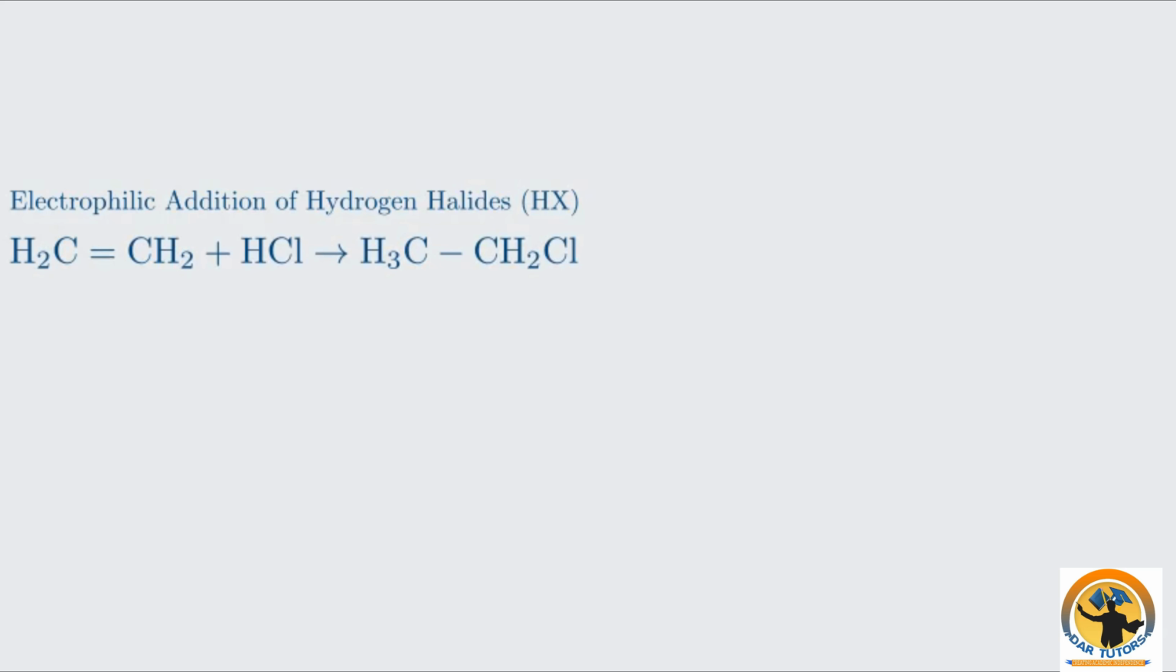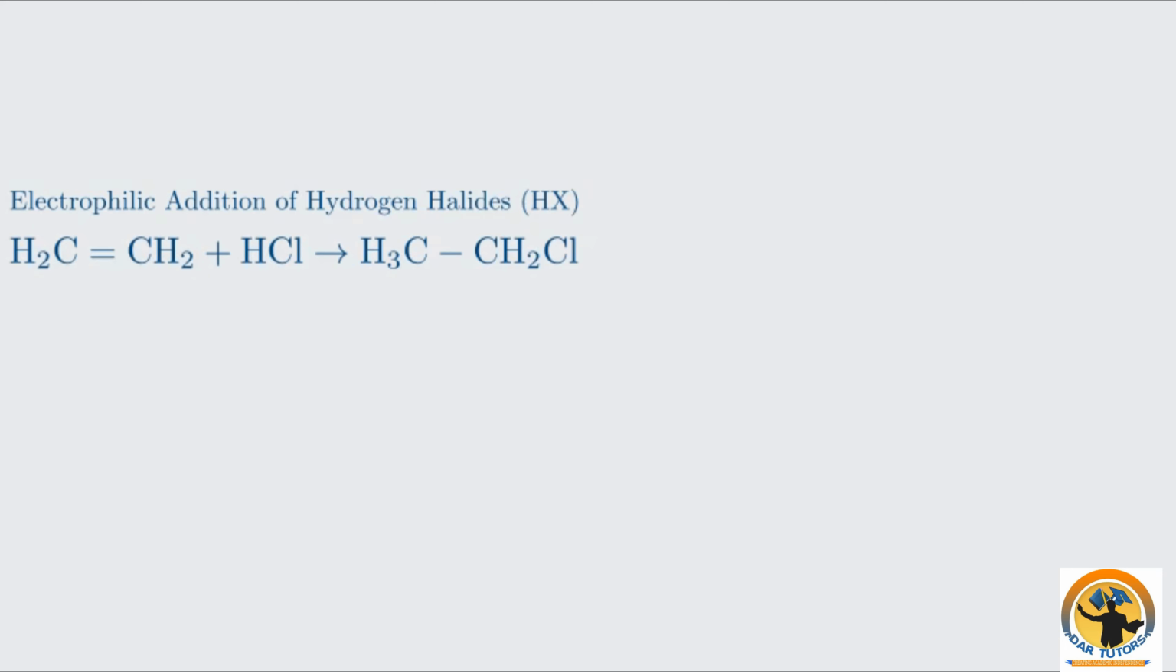Let's explore other electrophilic addition reactions with alkenes. These are key for organic synthesis. First, the addition of hydrogen halides. Hydrogen halides like HCl, HBr, and HI add across a double bond to form a halogenoalkane. The mechanism is similar to the bromine example. The pi bond of the alkene attacks the partially positive hydrogen of the hydrogen halide, forming a carbocation. The halide ion then attacks the carbocation.